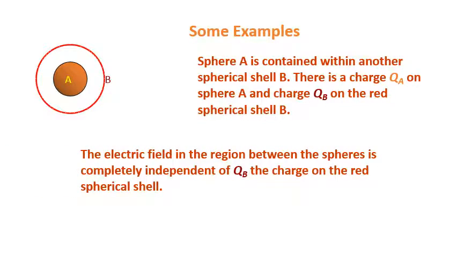The electric field in the region between these spheres is completely independent of QB, the charge on the spherical shell. As we have discussed in the previous examples, if the charge is distributed on a shell, then inside the shell there will be no effect of those charges. And that is why there will be no effect of the field due to QB in the area between A and B.